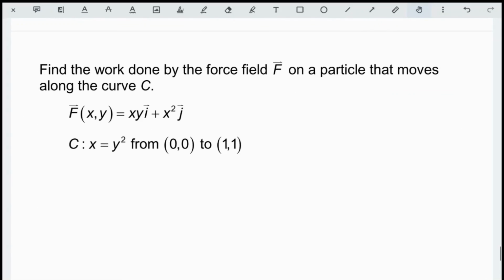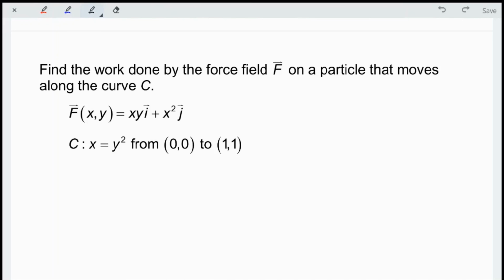Okay, so let's take a look at just one example here. It says, find the work done by the force field F on a particle that moves along the curve C. So we have this function F = xy i + x² j, and our curve is x = y². So we're moving along a parabolic path. Okay, so the setup here is fairly straightforward.